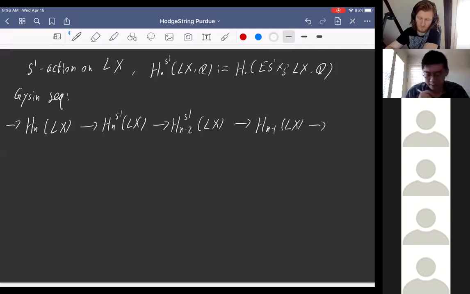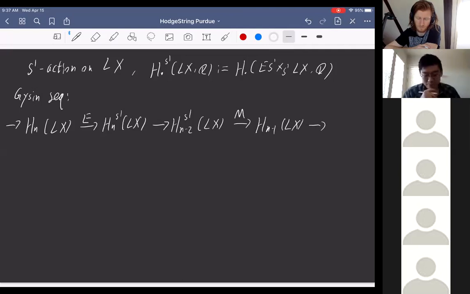So we get this long exact sequence connecting the homology of the free loop space and the S1 equivariant homology of the free loop space. There are two maps I want to mention here. The first map is from the regular homology to the S1 equivariant homology. I think in Chas and Sullivan's paper, they use E to denote that. And there's another map, from S1 equivariant homology to regular homology with degree +1, which they denote by M.